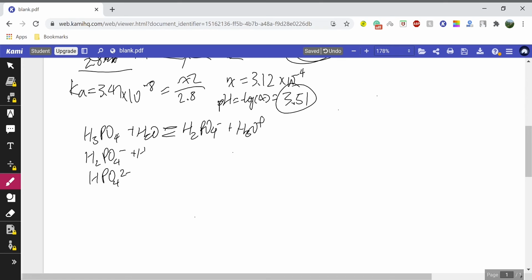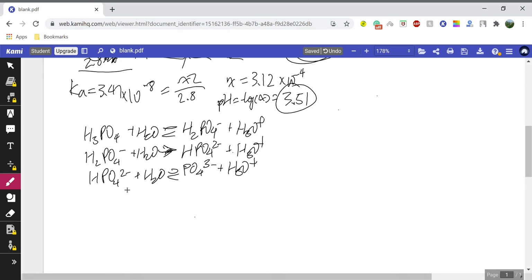And then this plus H2O will form HPO4 2 minus plus H3O plus. And finally this plus H2O will form PO4 3 minus plus H3O plus. For the first equation, we're going to use K1. For the second, we're going to use K2. And for the third, we're going to use K3.